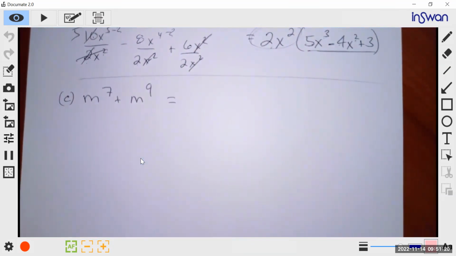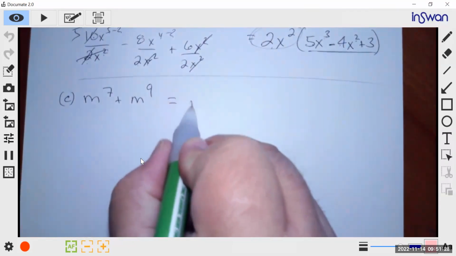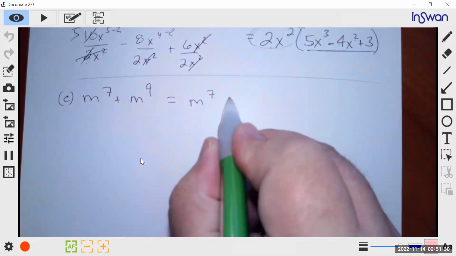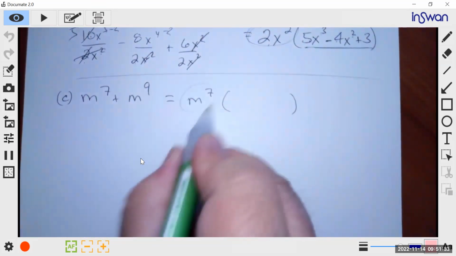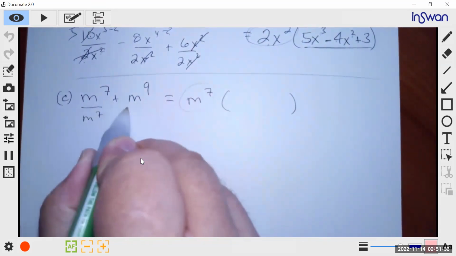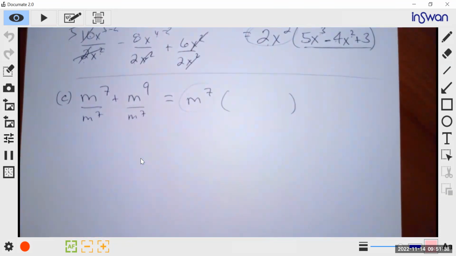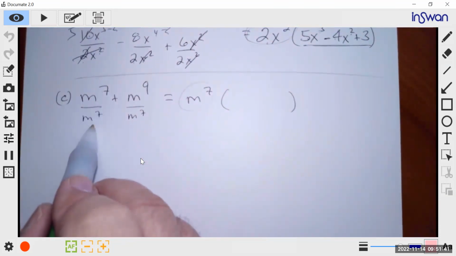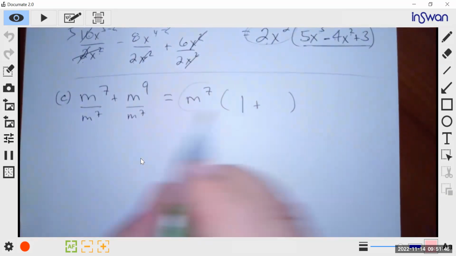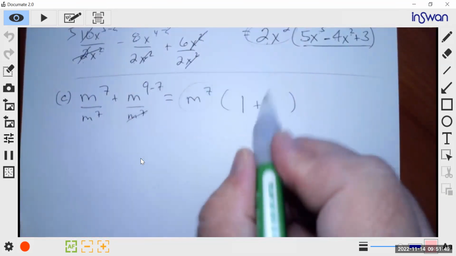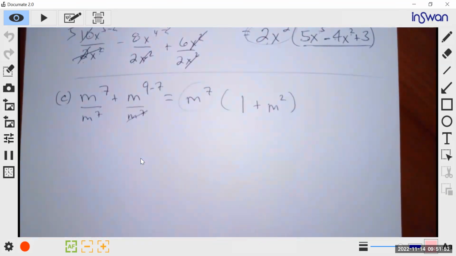So what do they both have in common? They both have m's, right? How many do they both have in common? How many m's? They both have 7 m's. Now, what goes inside the parentheses? So as I took this out, I divide both of these by m to the 7. M to the 7 divided by m to the 7 is what? 1. And then this is 7, so I subtract 7, so we have m squared. So there's my answer. So m to the 7 divided by m to the 7 equals 1.